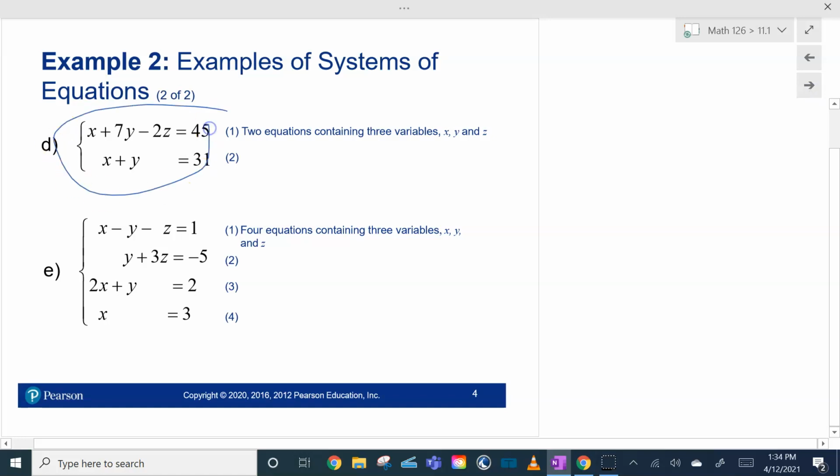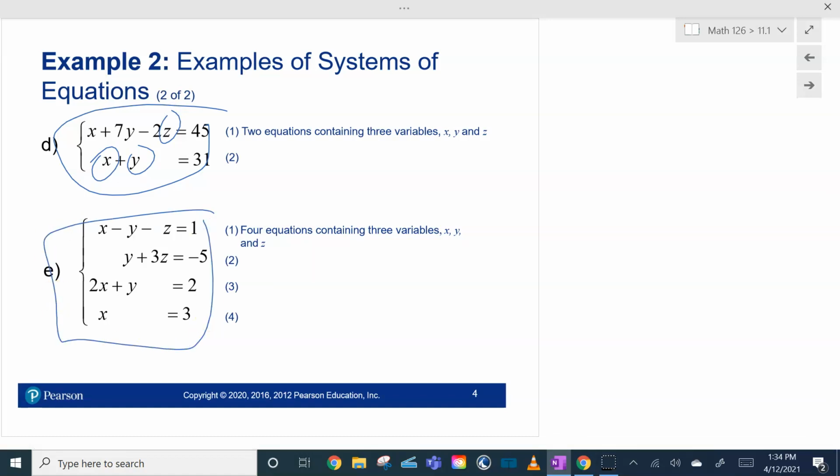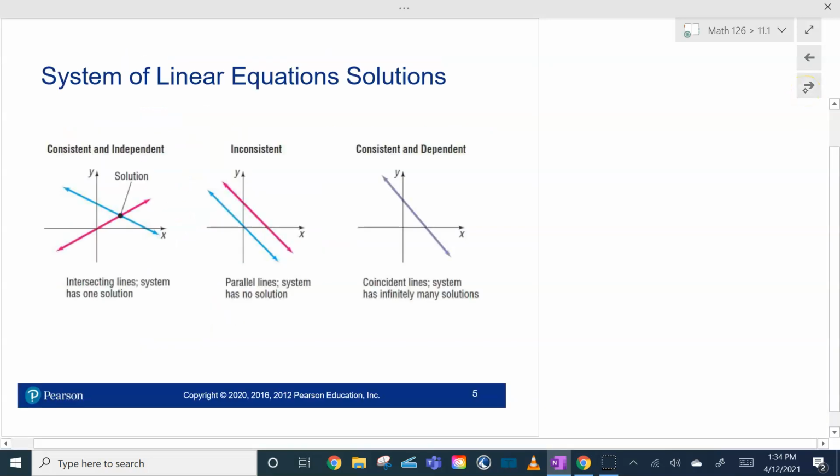Here are two equations, and it looks like we've got not only x's and y's, but we've also got z's. So two equations, three variables. Finally, here we've got four equations, but we just have x's and y's, and it looks like we've also got z's, so three variables there. Those are some examples of systems of equations.